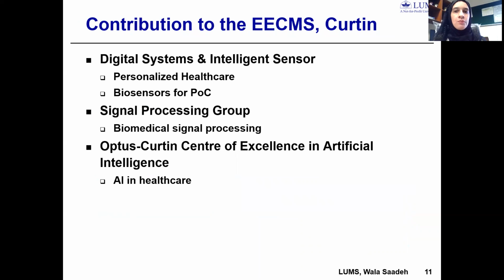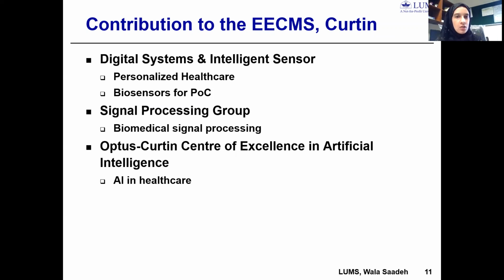So how will I contribute to the research activities at Curtin? I find a great research is ongoing in Curtin, and I hope to contribute to the digital system and intelligent sensor group by providing personalized healthcare and biosensors for point of care applications.